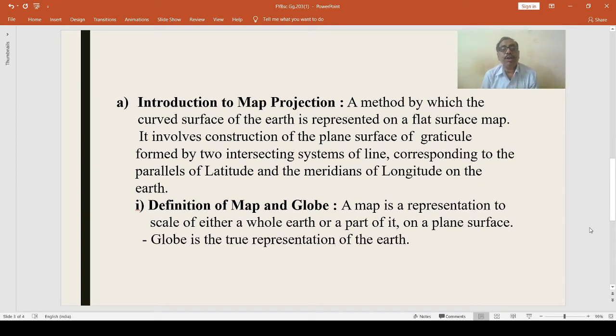Then the definition of a map and a globe. A map is a representation to scale of either the whole earth or a part of it on a plane surface. Then the definition of globe. Globe is the true representation of the earth.